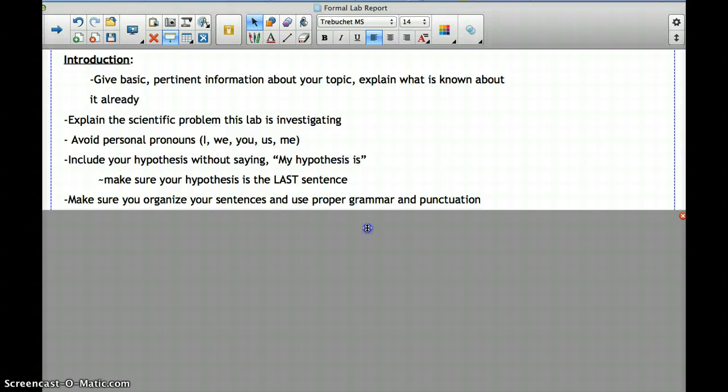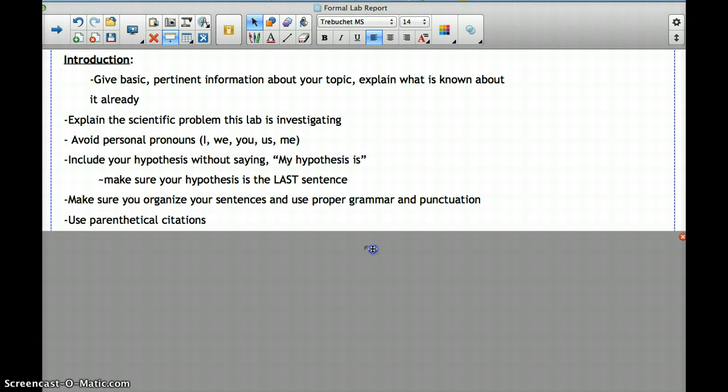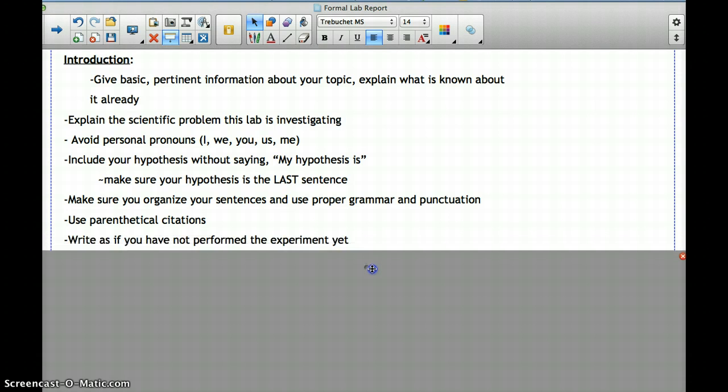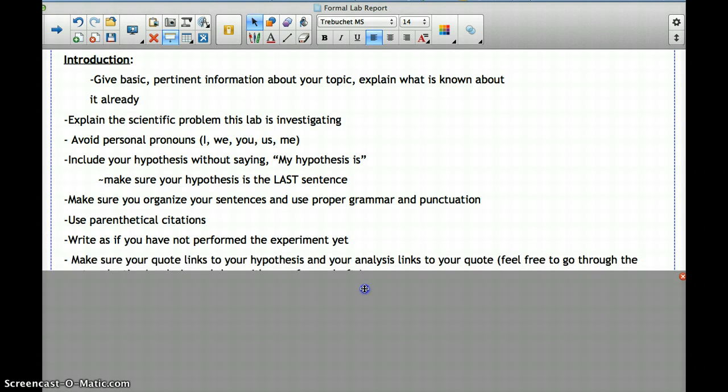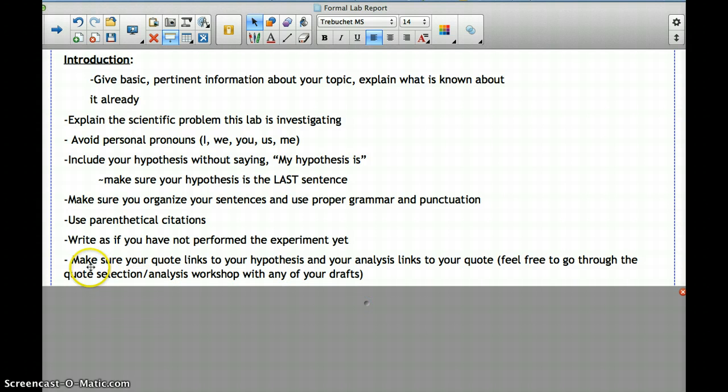So you want to make sure you organize your sentences and use proper grammar and punctuation. A great way to do this would be to write your introduction, put it away, and then go back and proof it. Have your parents, a dorm parent, a friend, anybody, have somebody go over it for you. Make sure you use parenthetical citations, and you're going to write as if you have not performed the experiment yet. The last thing here is make sure your quotes link to your hypothesis and that your analysis links to your quote. Again, feel free to go back and use the quote selection and analysis workshop that we did previously on any of your drafts. It's only going to help you.